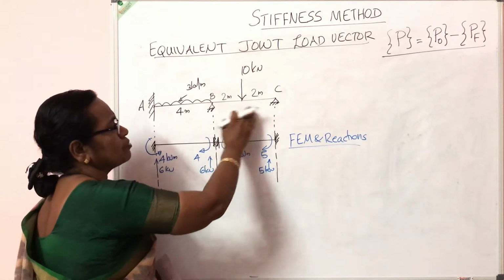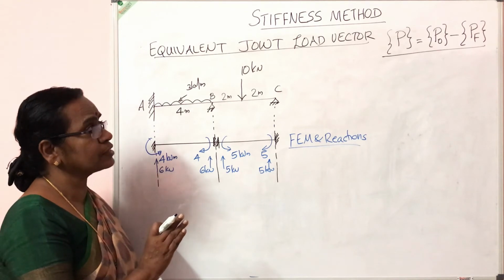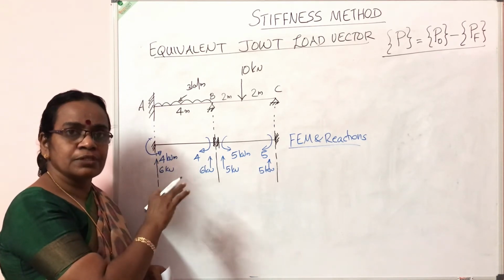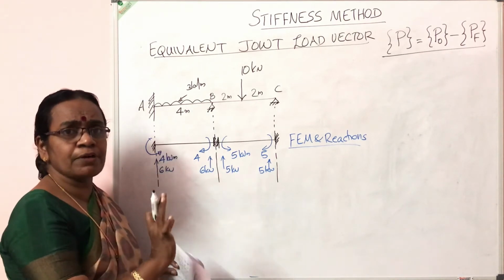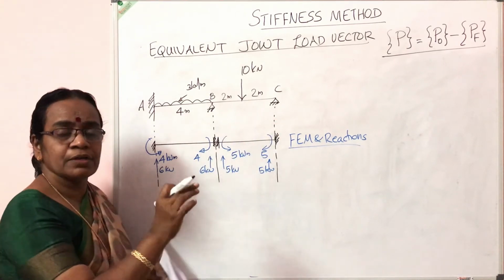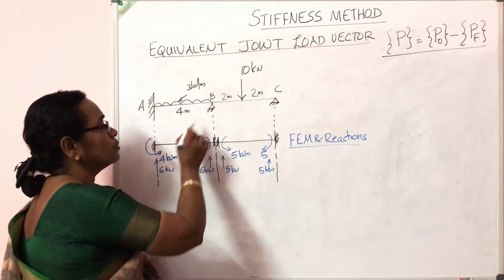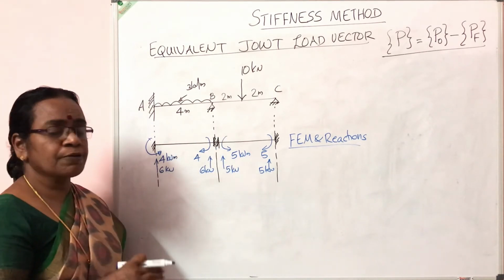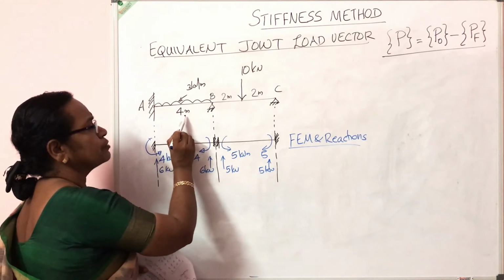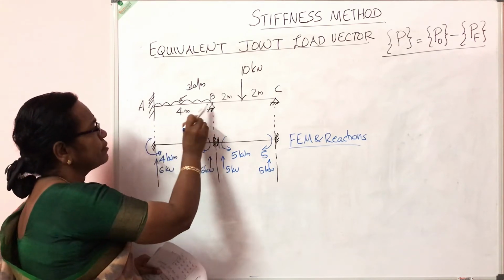Now let us see the case of a continuous beam example. What is the equivalent joint load vector? The loads which are acting on the elements must be transferred to the nodes so that the total displacement of the structure, the slopes and deflections at various points, will be the same as the original beam when we transfer these loads to the corresponding nodes. The first step is to consider this beam. I have loads of 3 kN per meter UDL for the first 4 meter span and a central point load of 10 kN.